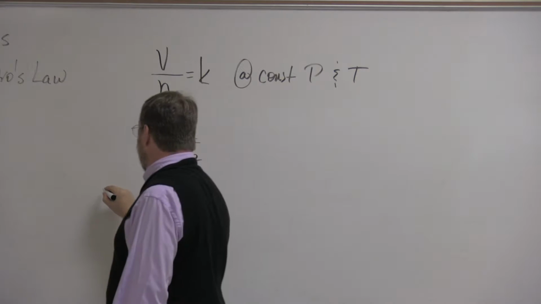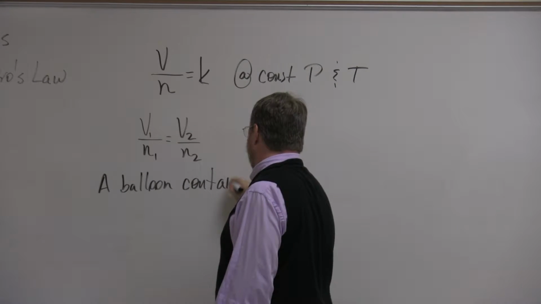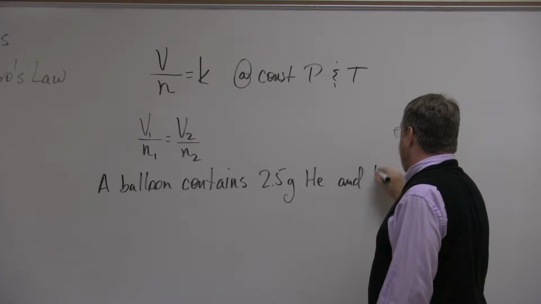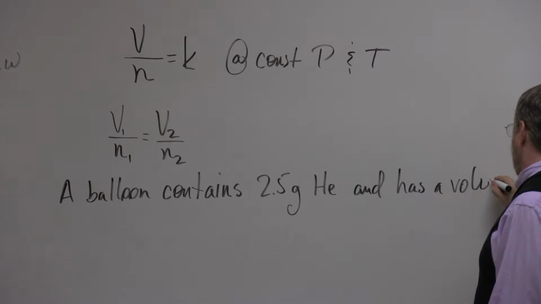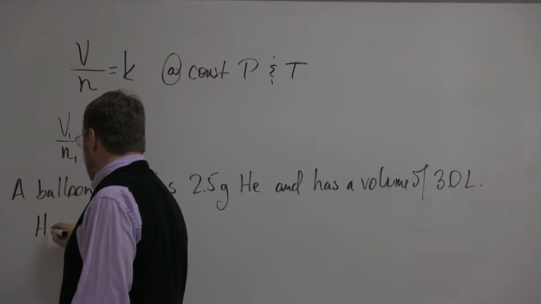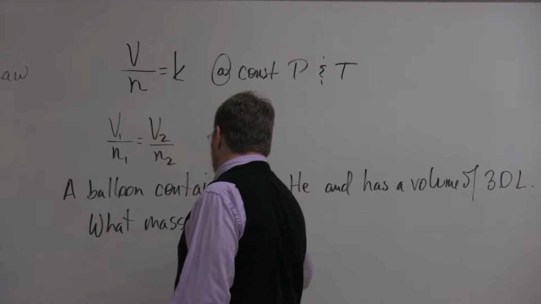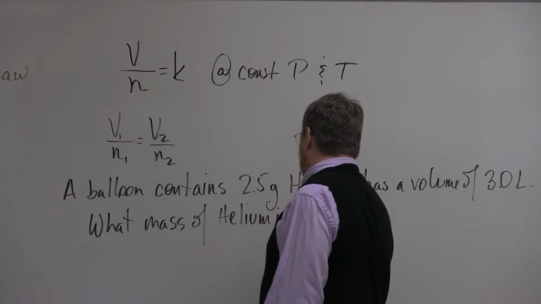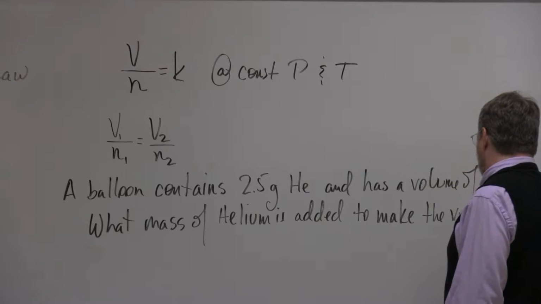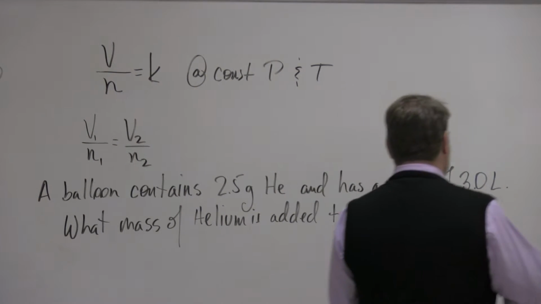So let's do a little problem. If we have a balloon which contains 2.5 grams of helium, and has a volume of 3 liters, what mass of helium is added to make the volume be 11.5 liters.